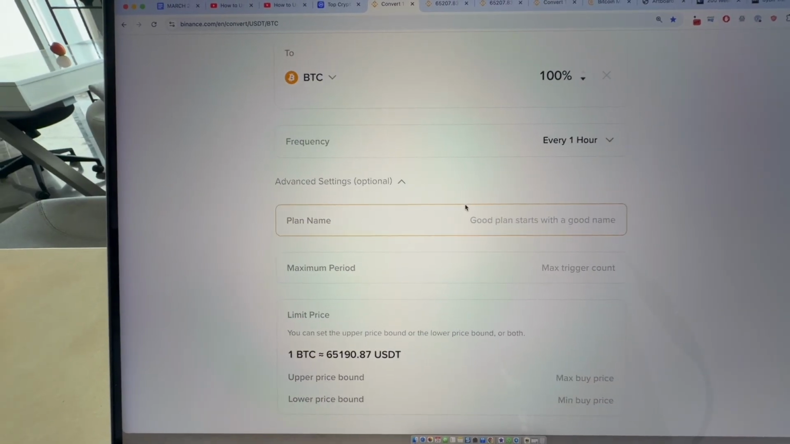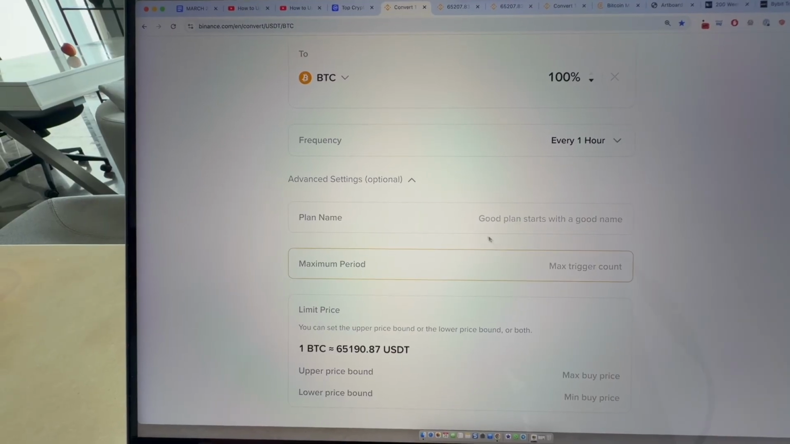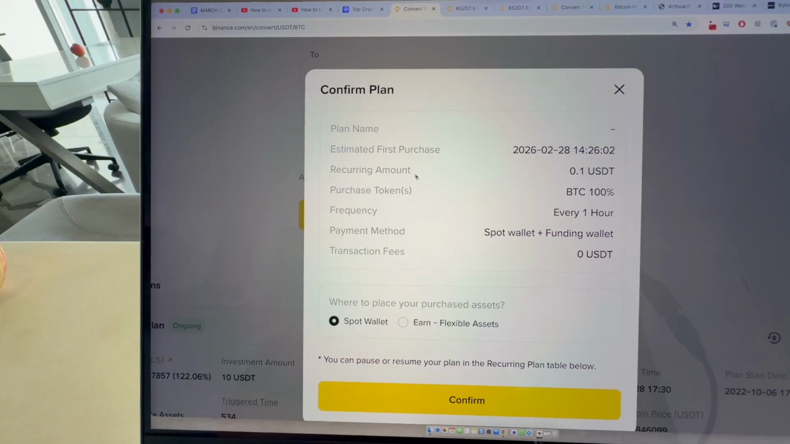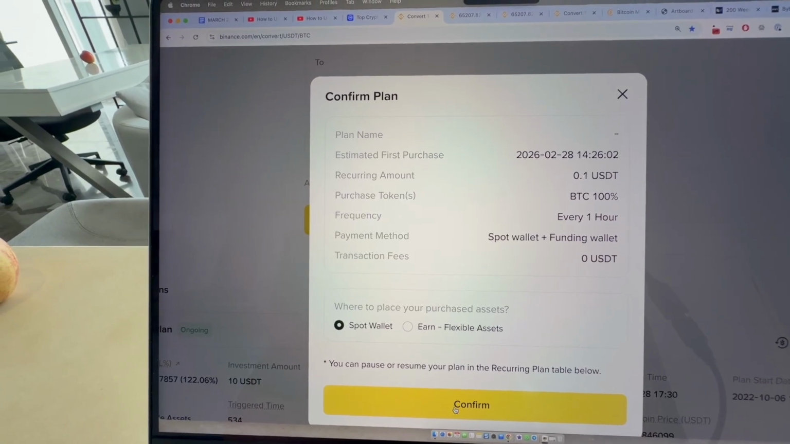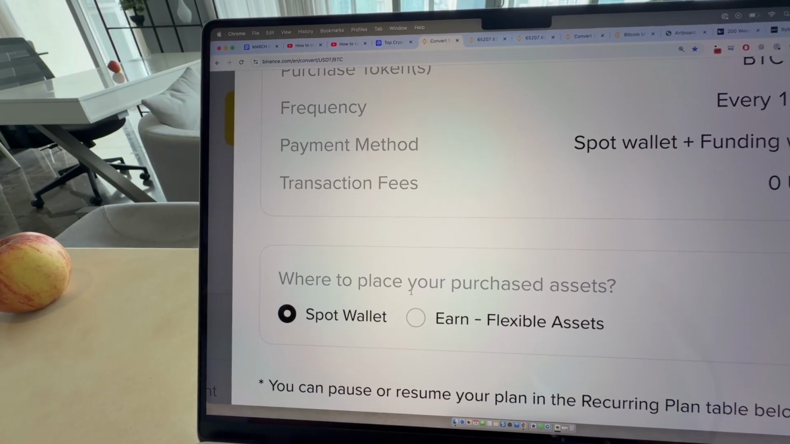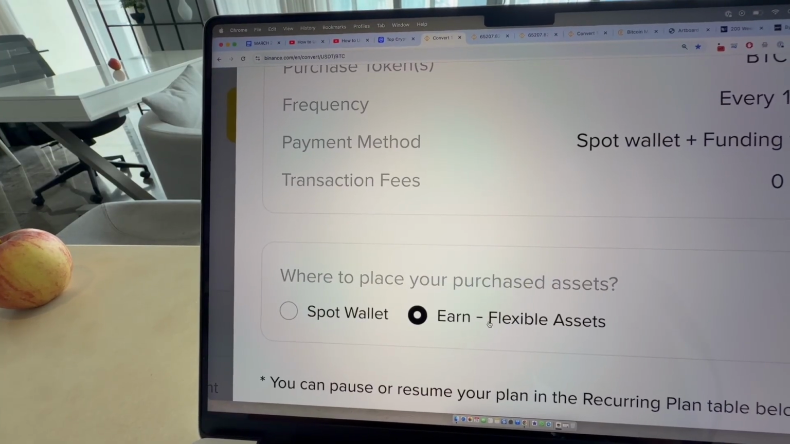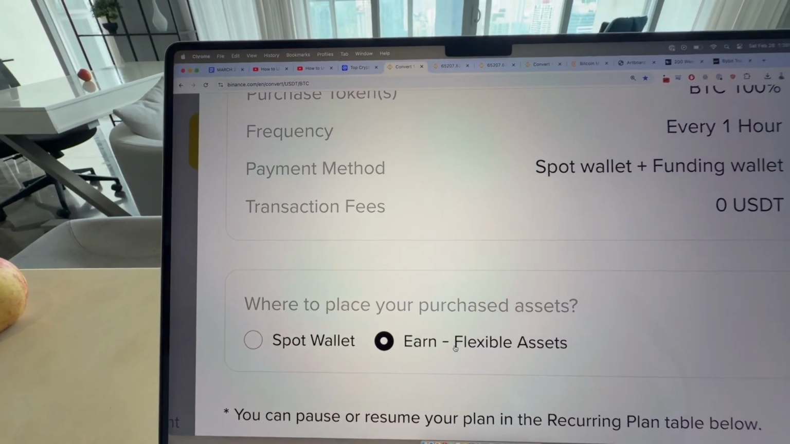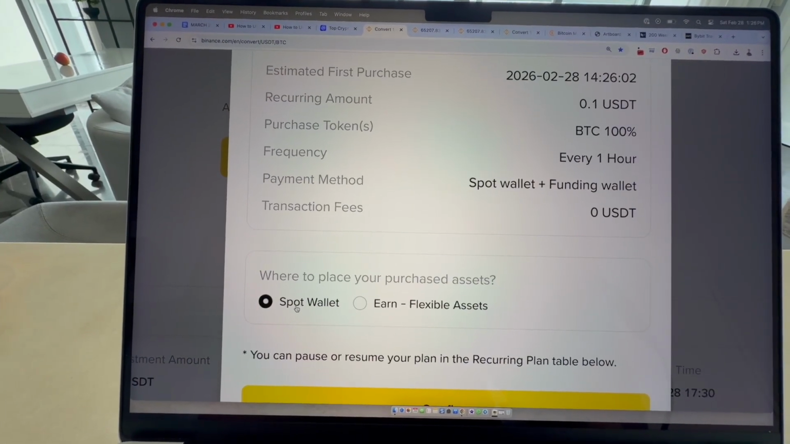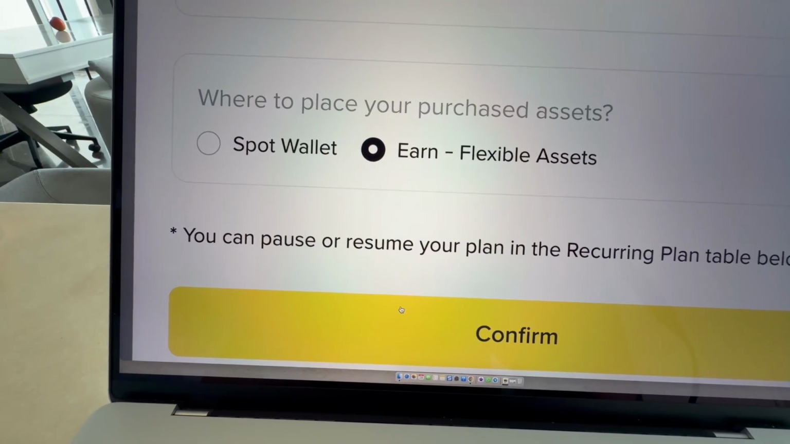And here you can give your plan a name. You can put the maximum period if you want, but I recommend leaving that one empty. And then you can click here preview. You can still double check the details and click here confirm. And if you want to get double benefits, you can click here where to place your purchased assets, earn flexible assets. In that case, it will put into flexible savings account on Binance, and you are able to earn interest with the BTC that you acquire. Then you can simply click here confirm, and the bot will be up and running.